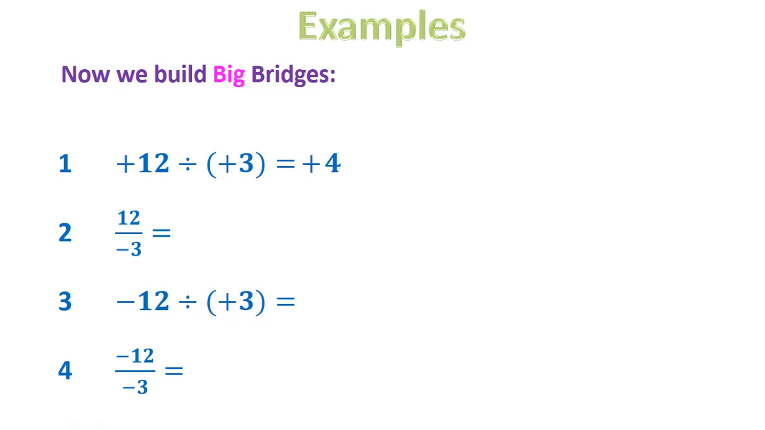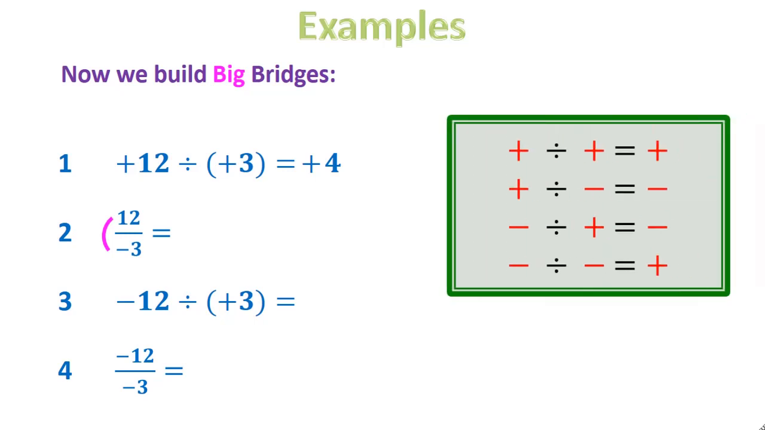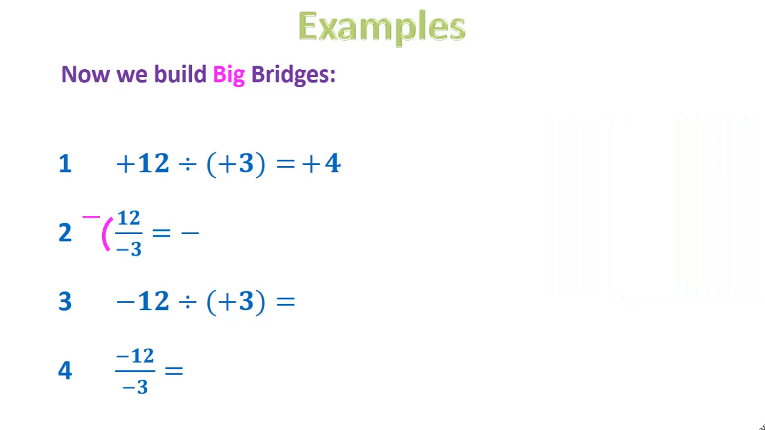Let's look at question 2. Here we have 12 over negative 3. Hopefully everybody remembers that a fraction means divide, and so here we have 12 divided by negative 3. So we don't use our big bridges, so to speak. We now have a bridge that's fallen over on its side. Let's have a look. I build my sideways bridge. I look at my table. I have a positive divided by a negative, so my answer is negative. Then 12 divided by 3 gives me 4.